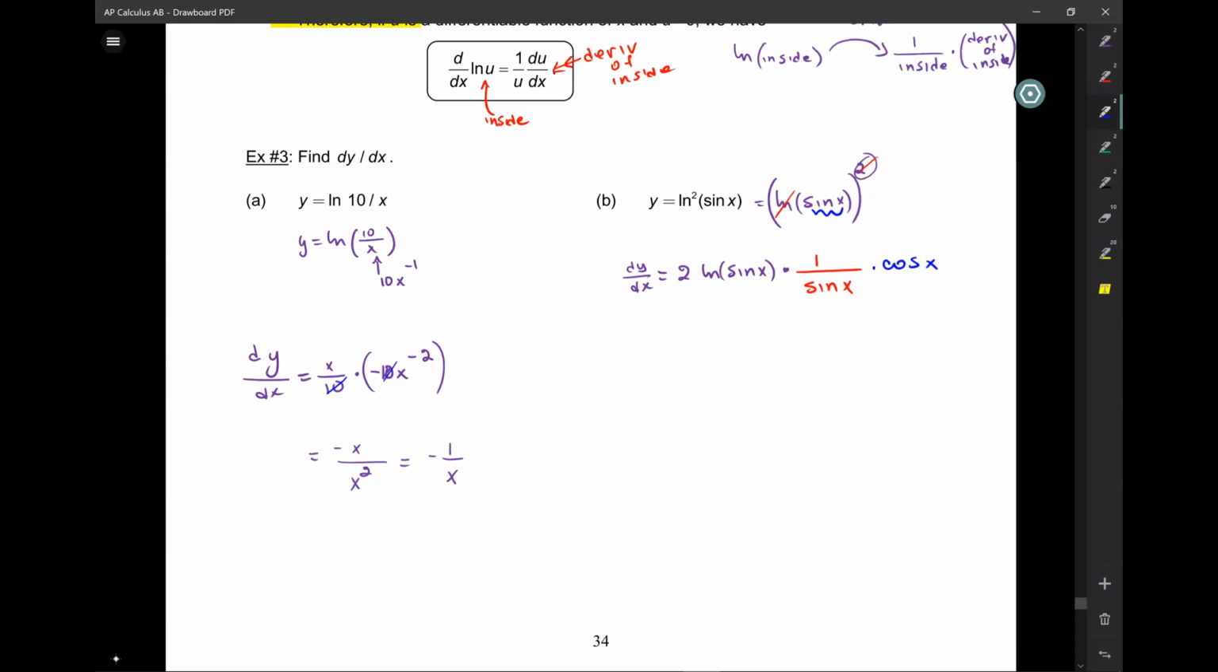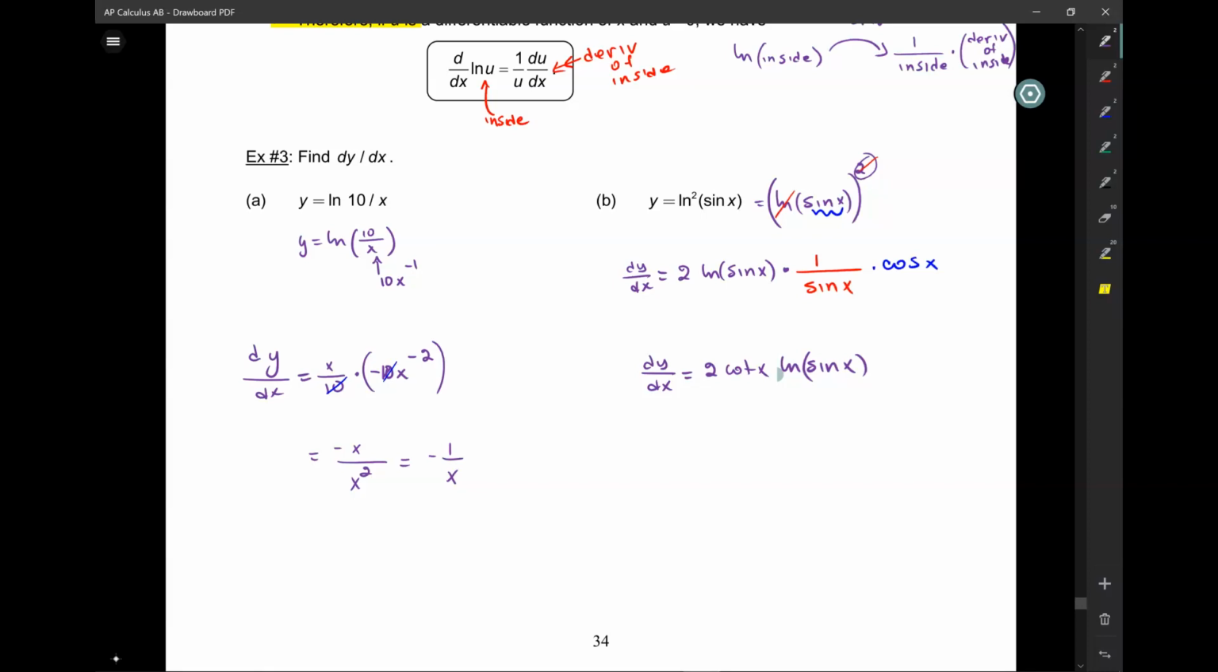Actually, if it was sine 2x, then it would be times 2, right? Isn't that cool? So dy dx is, because now you have to take a derivative of ln of something. The derivative of ln is always 1 over the something, right? So cosine x over sine x. Cosine x over sine x is cotangent x times ln of sine x. And that's good enough.